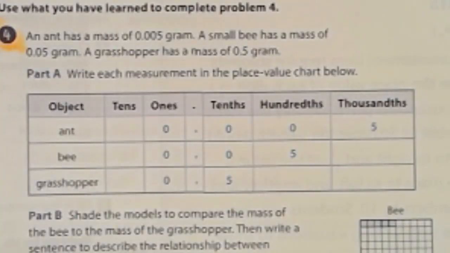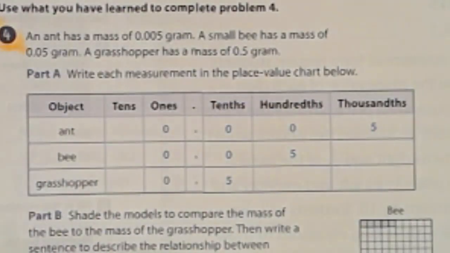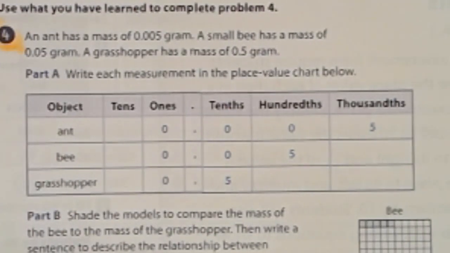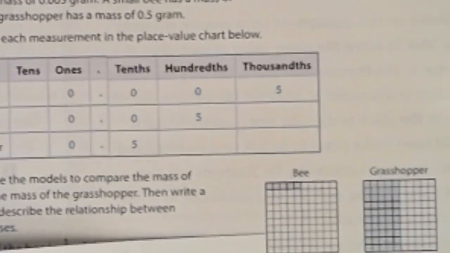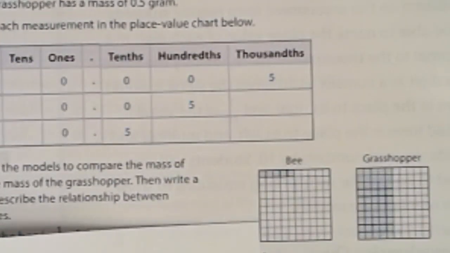The next one that we're going to look at is on page 130. We're going to look at number 4. You had to take the mass of an ant, a bee, and a grasshopper and put it in the place value chart. That should have been fairly simple for you just to write those digits there. In part B, you had to shade the model to show the mass of the grasshopper and the mass of the bee. So it should have looked like this when you shaded.